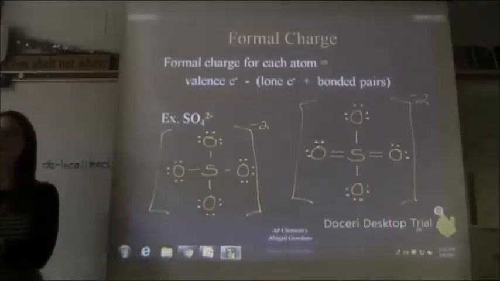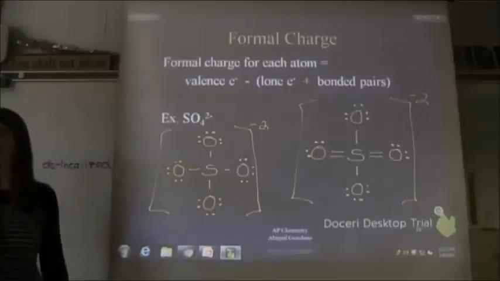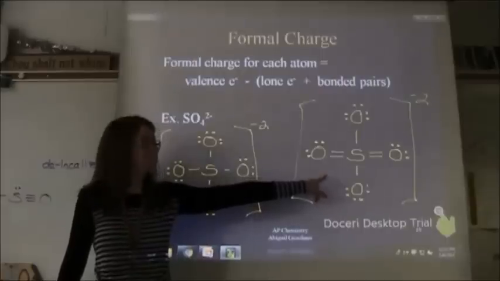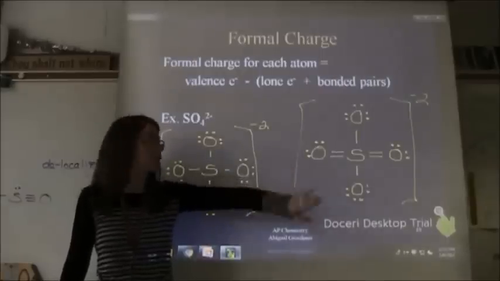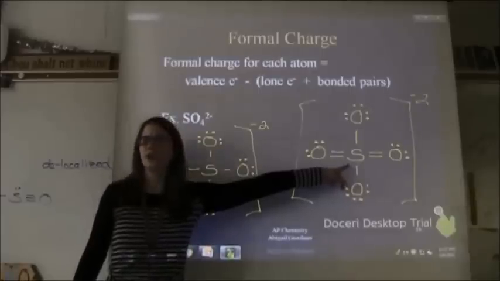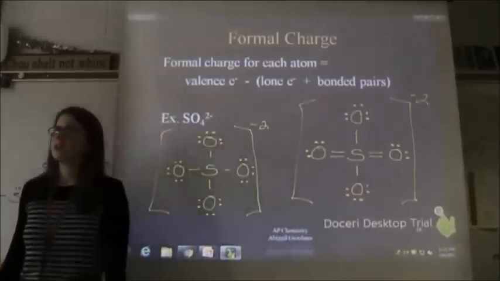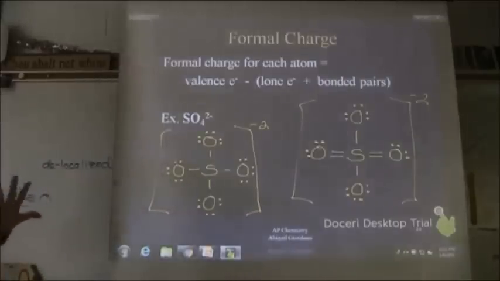But I'm showing you an alternate way that you could draw it, like this. Now, just to be clear, how many pairs are around this sulfur? 6. That's exceeding the octet rule. And that's okay. Sulfur's in the 3rd row of elements. I can do that. Sulfur can do that.